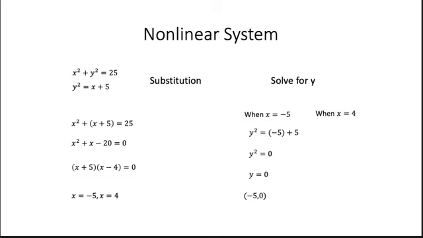Now what happens when we plug in 4 for x? So I get y squared is equal to 4 plus 5, which means y squared equals 9, which means y is equal to positive or negative 3. So I have two solutions here, (4, -3) and (4, 3). So altogether, there are 3 solutions: (-5, 0), (4, -3), and (4, 3).